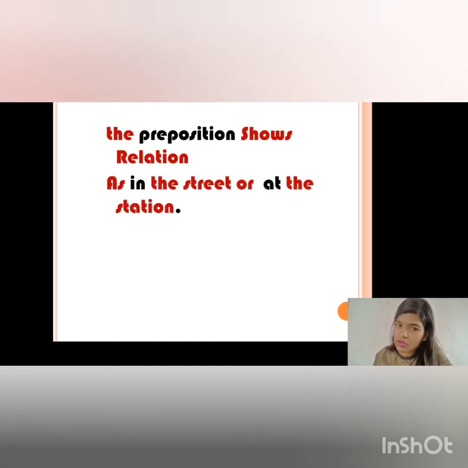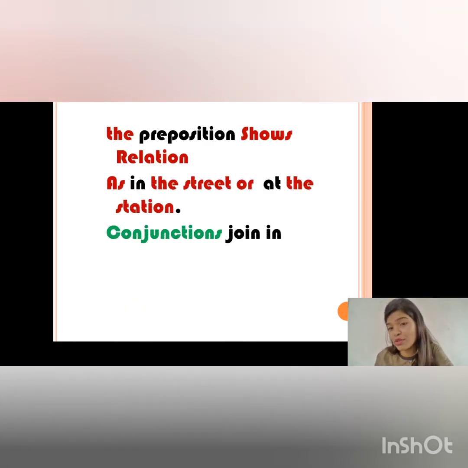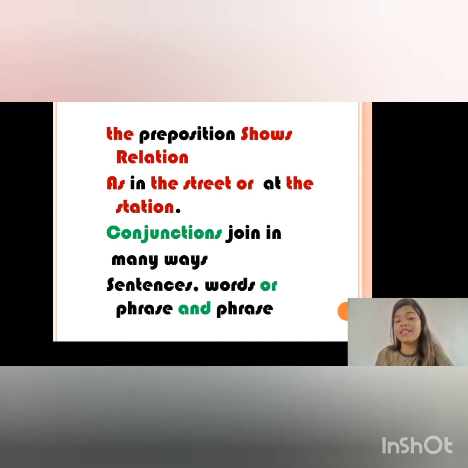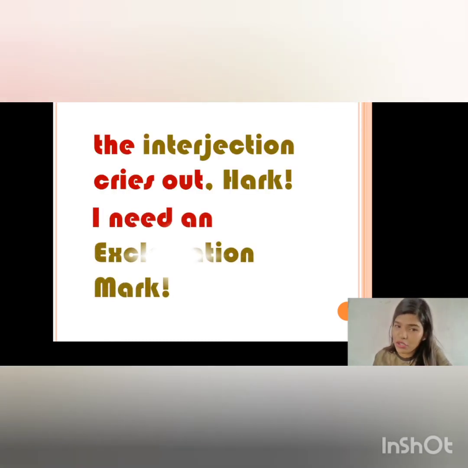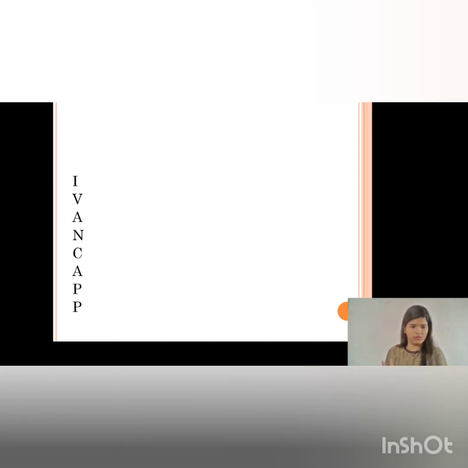The preposition shows relation, as in the street or at the station. Conjunction joins in many ways, sentence, words or phrase or phrase. The interjection cries out hark, as it needs an exclamation mark. Okay, so moving again further. Oh, Ivan Cap. What's this? Okay, my friend's name. So again, starting with Ivan Cap, we will recapitulate the things which we have discussed.